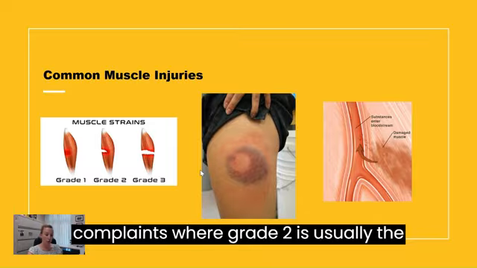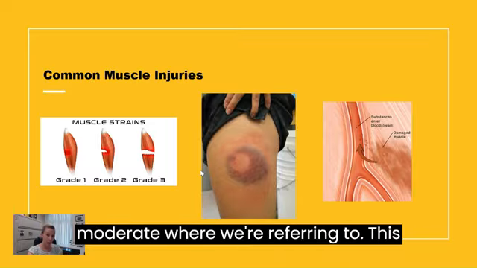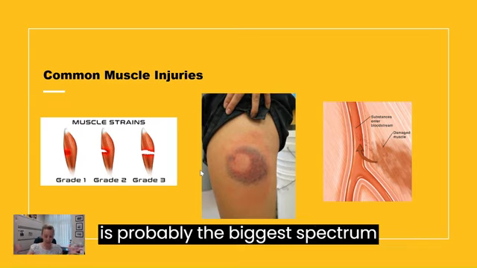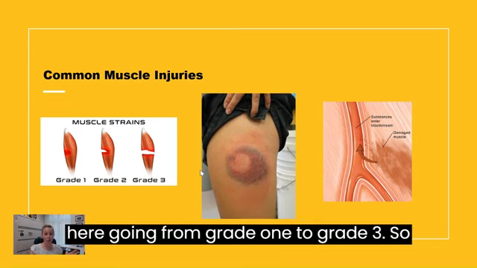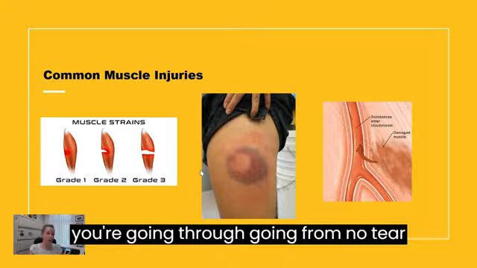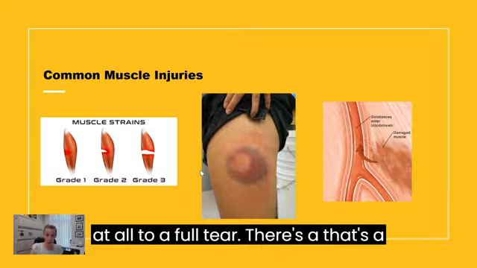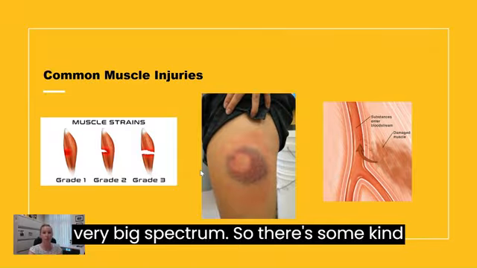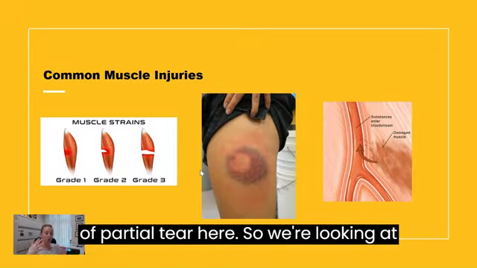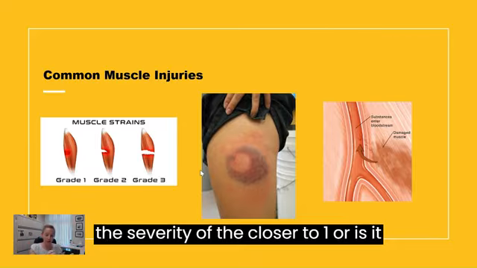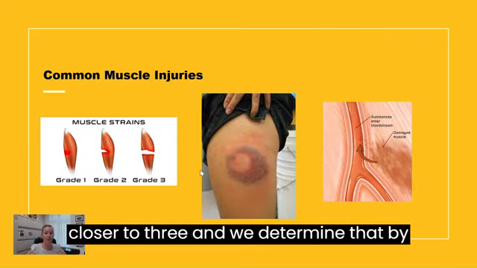A grade 2 is usually the moderate, and this is probably the biggest spectrum here, going from grade 1 to grade 3. So you're going from no tear at all to a full tear. That's a very big spectrum. So there's some kind of partial tear here. We're looking at the severity. Is it closer to 1 or is it closer to 3? And we determine that by strength.